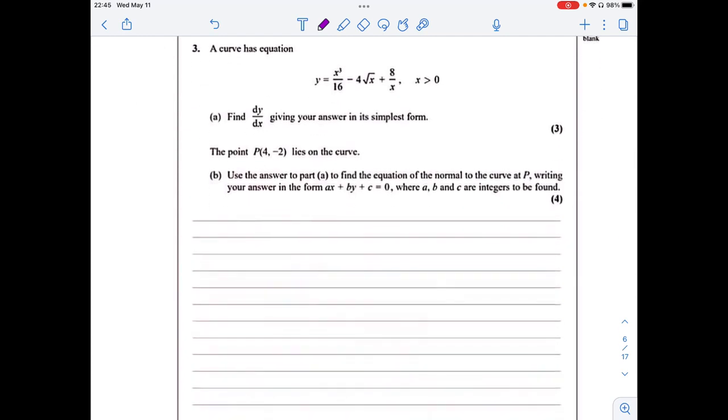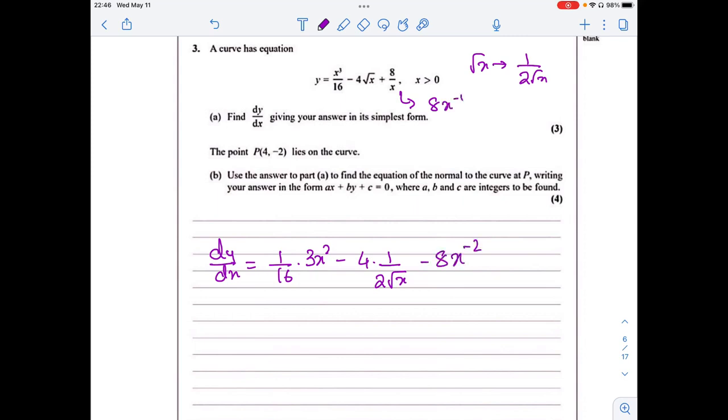Coming to question number 3, the curve has an equation, find dy by dx. So dy by dx equals 1 upon 16, x cube derivative is 3x square, minus 4 root x derivative, remember root x derivative is 1 upon 2 root x. And this can be written as 8x to the power of negative 1. So its derivative is minus 8x to the power of minus 2. So finally when I simplify it out, it becomes 3 upon 16 x square minus 2 upon root x minus 8 upon x square. That's going to be the derivative.